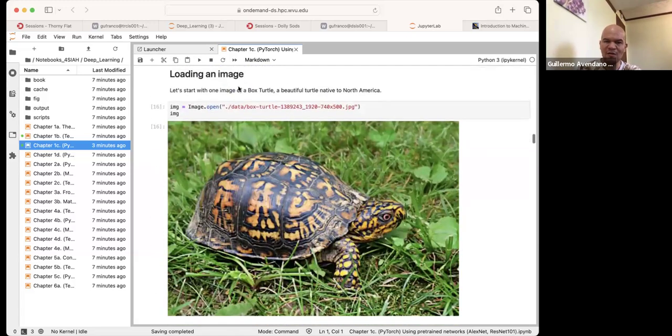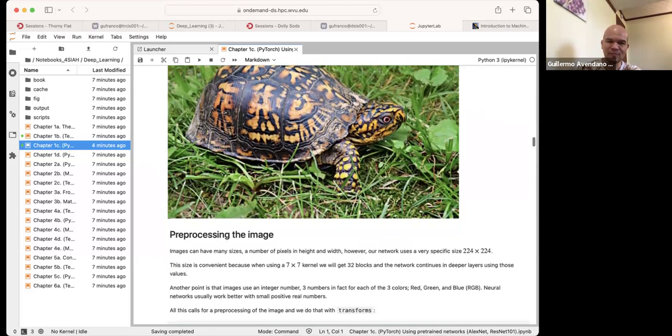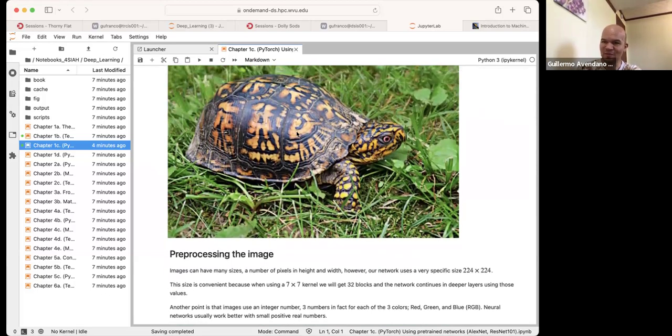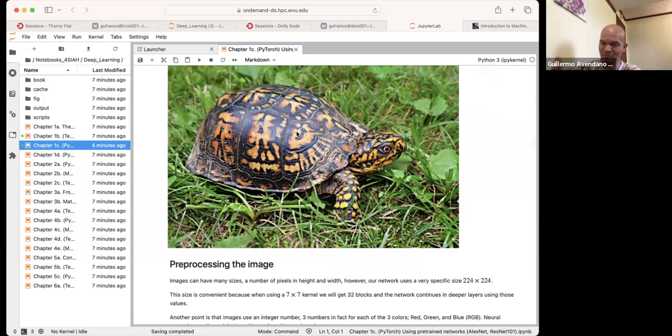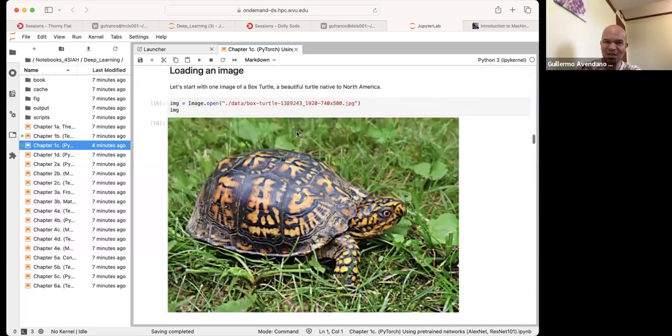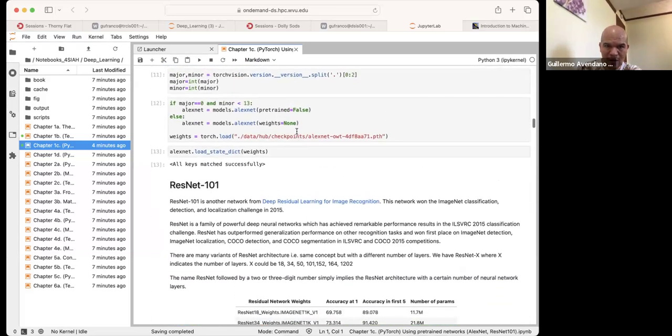So you have the image. What I'm doing here is taking one image that I found over the internet, and I will see how good it is at classifying this turtle, which is a turtle native to West Virginia, by the way, the box turtle. I will try to classify this image with the neural network that was already trained. I'm not changing the neural network. I am also taking all the biases here.